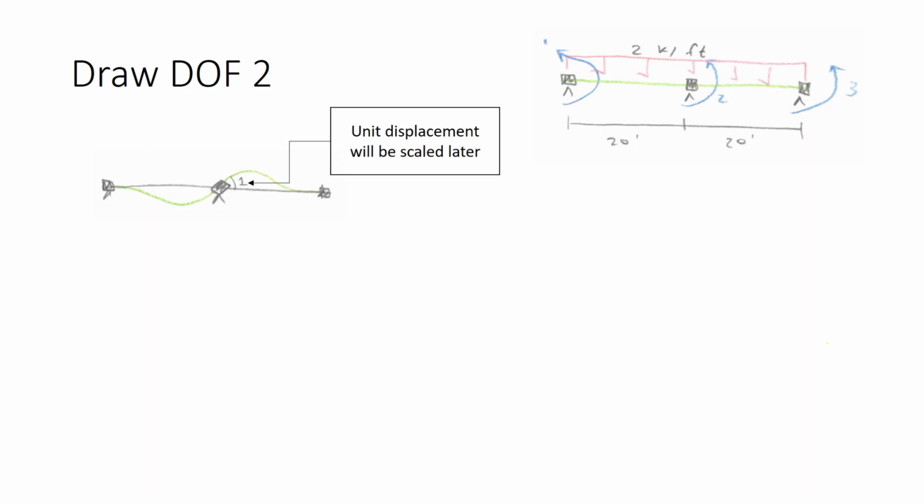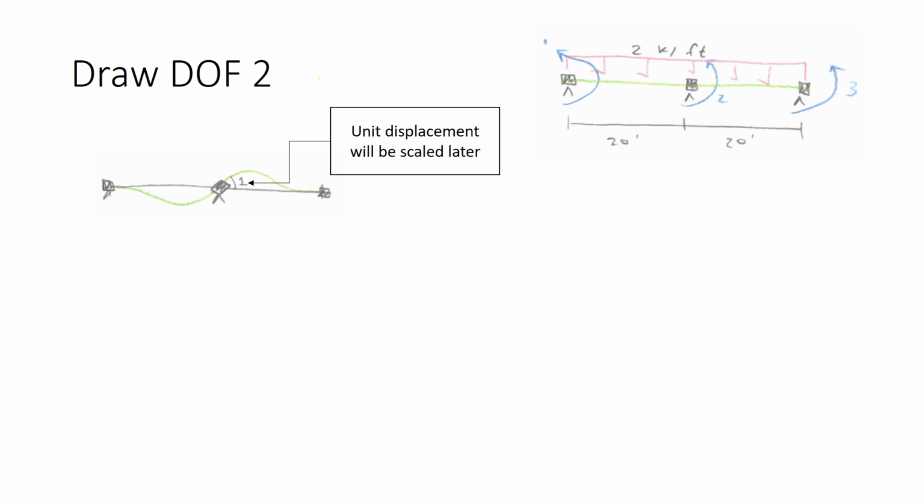Let's move on to DOF2. I should have mentioned last time, but I'll mention here, that degree of freedom 2 is drawn for a unit displacement. Now, of course, it's not going to displace a unit amount, it's going to displace a different amount, and so we'll find that scaling factor through this process. Shown here is the displacement for degree of freedom 2. Once again, let's walk through how this came to be.